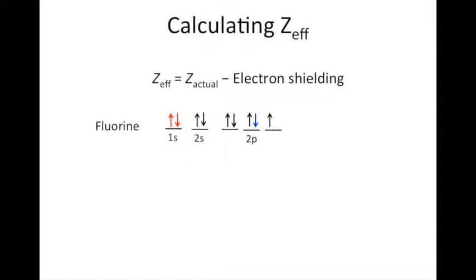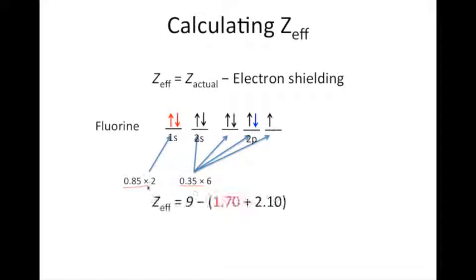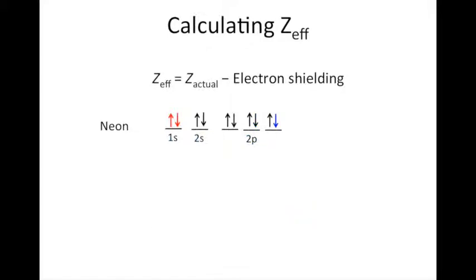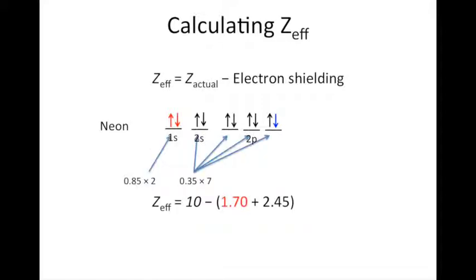And fluorine, our core, here we have 6 valence electrons. Each one gets 0.35 because they don't shield as effectively as the core. And we get 9 minus 1.7 plus 2.10, 5.20. And neon, again, same thing, same number of core, 7 valence. So we get 10 minus the shielding values, we get 5.85.